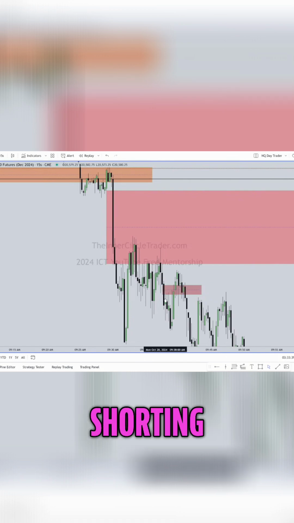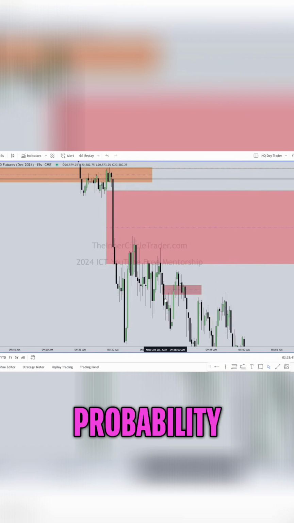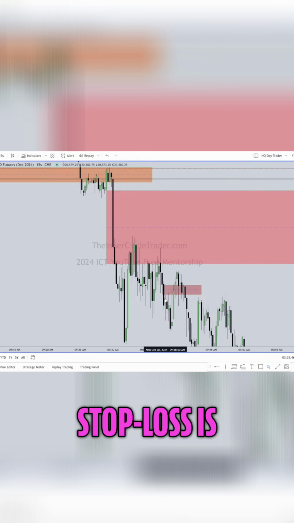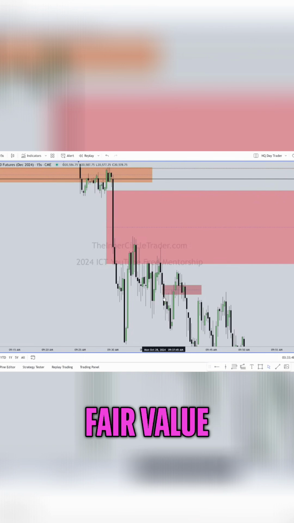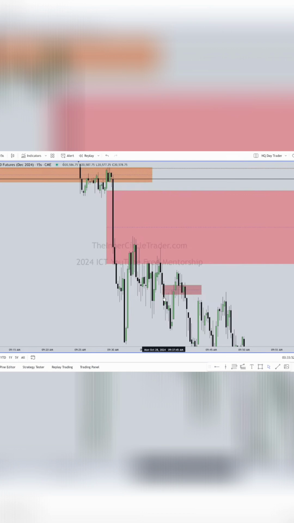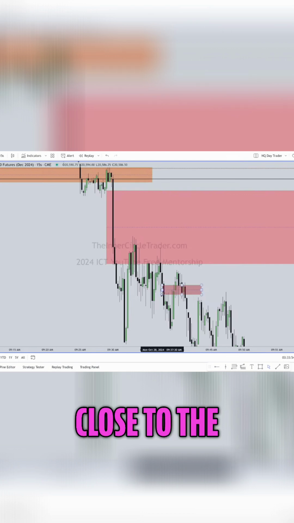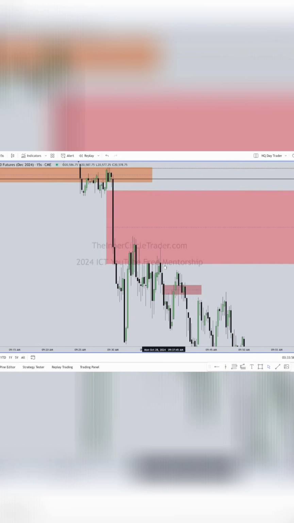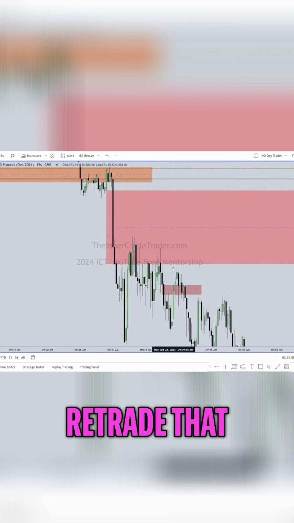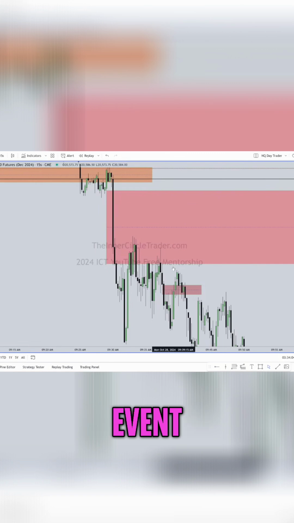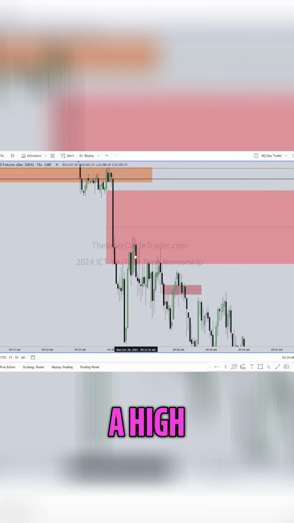So if you're shorting, the low risk stop loss, I said it wrong, is using the high of a bearish fair value gap's number two candlestick's high plus one tick. But because we're so close to the low that it could very easily come back up here and touch that. It can retrade that. Why would we expect something like that as a potential event? Because of it being a high resistance liquidity run condition market.